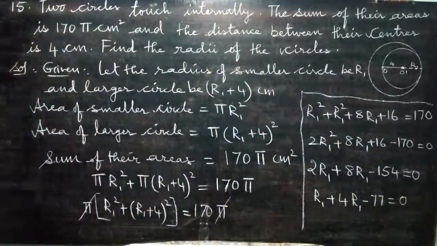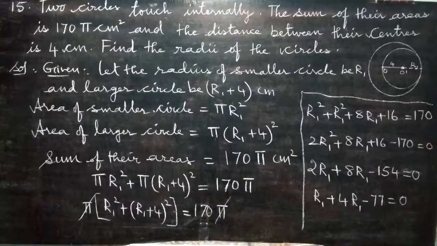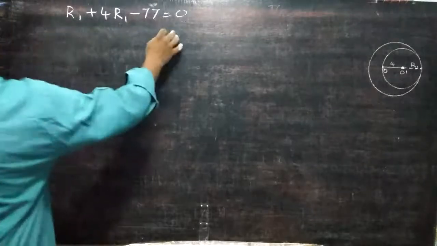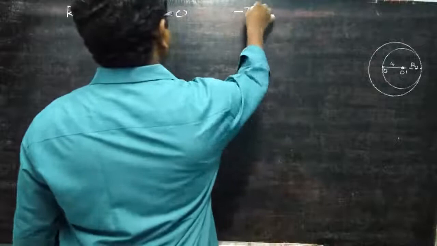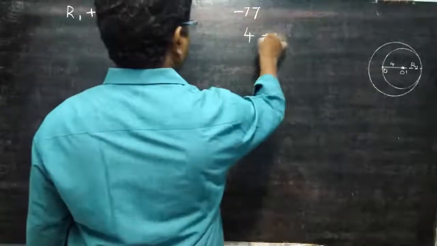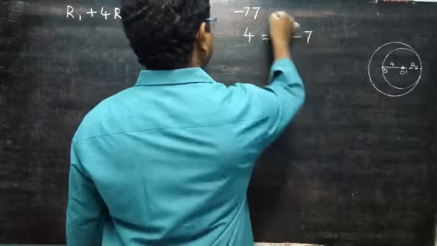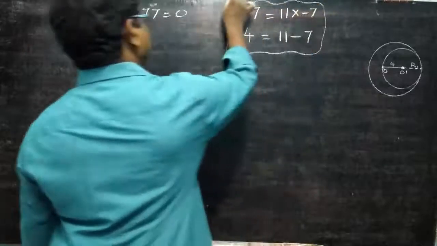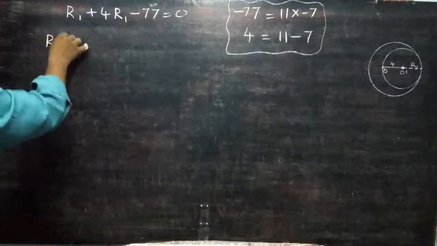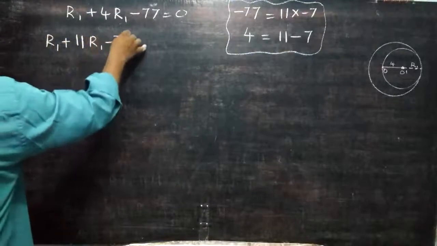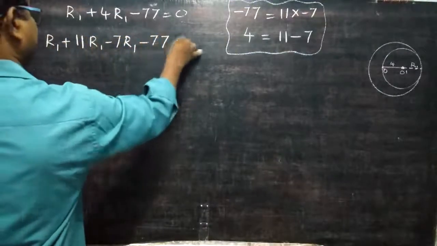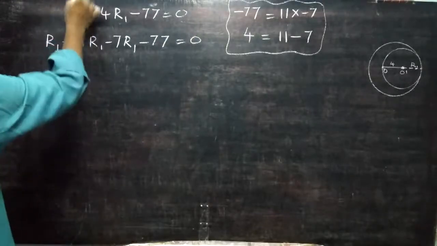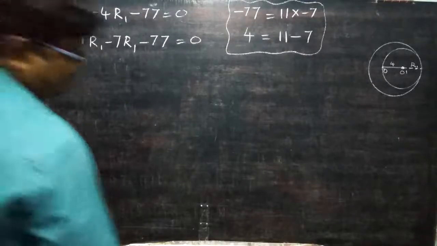Now we got quadratic equation form. When we multiply, minus 77 should come. When we simplify, 4 should come. 11 minus 7 is 4. 11 into minus 7 is minus 77. These are the factors. Now apply. R1 plus 11 R1 minus 7 R1 minus 77 is equal to 0. Now R1 square. Here also R1 square only.